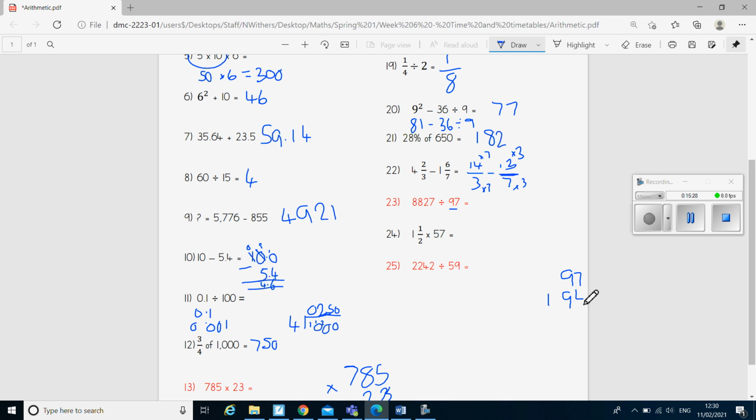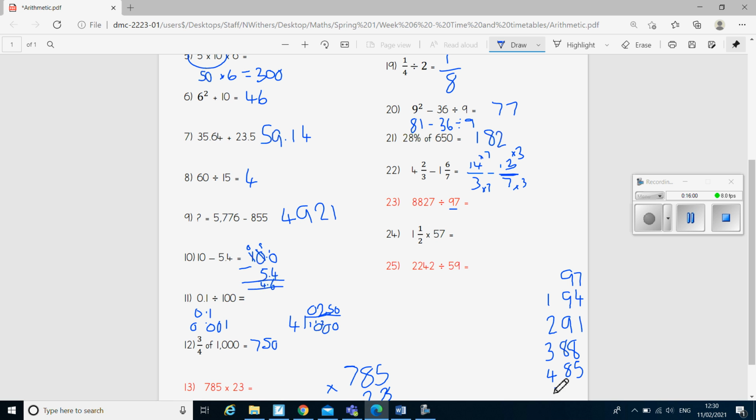Gives me 194. Okay. Next I'm going to do 300 take away 9. So 291. Next I'm going to do 400 take away 12, which gives me 388. Then I'm going to do 500 take away 15, which gives me 485. Can you see the pattern here, how my ones column is always going down in threes? Because 97 is 3 less than 100.